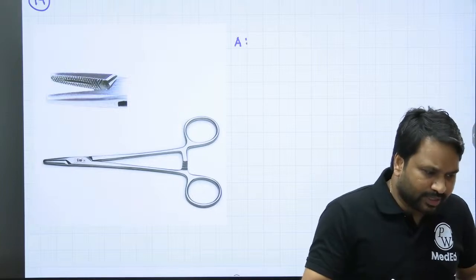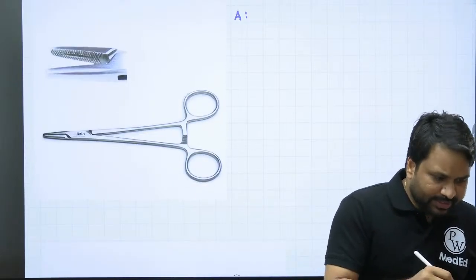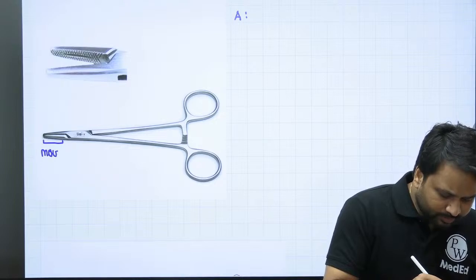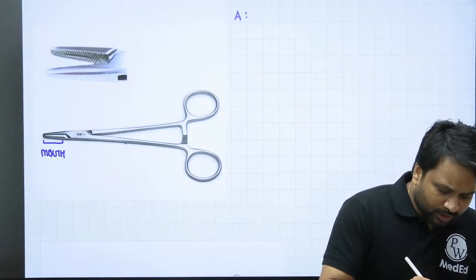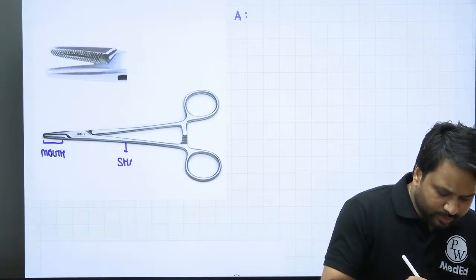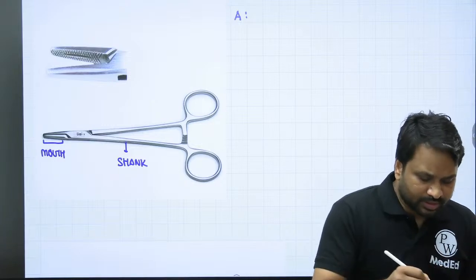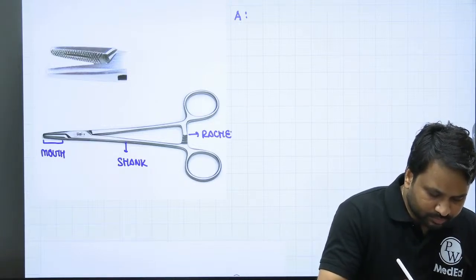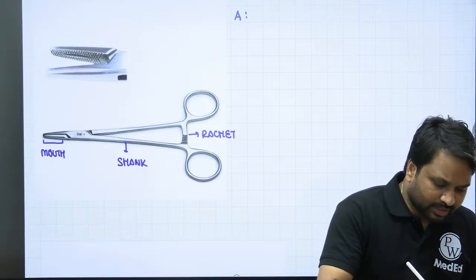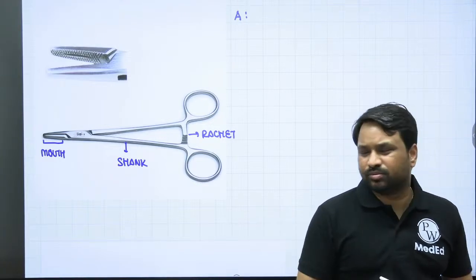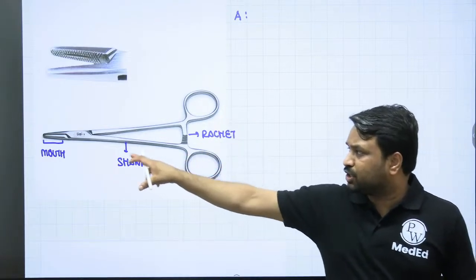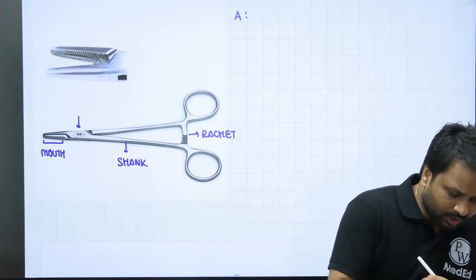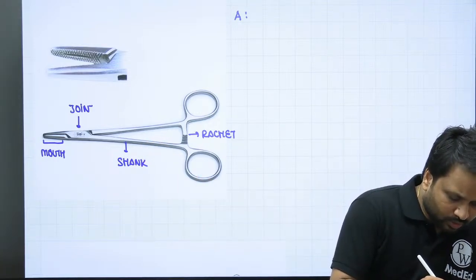The first instrument that you can see here, you can see there is a small part; this is what we call the mouth of the instrument. This is what we call the shank of the instrument. This is what we call the ratchet of the instrument. These are nothing but your finger holders, to hold your fingers. There's the shank, that is the mouth, and obviously that is the joint. So this is what we call the joint of the instrument.